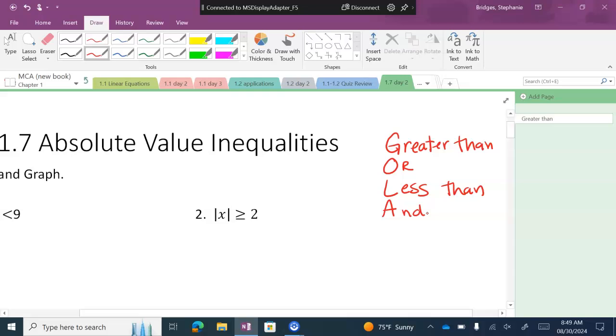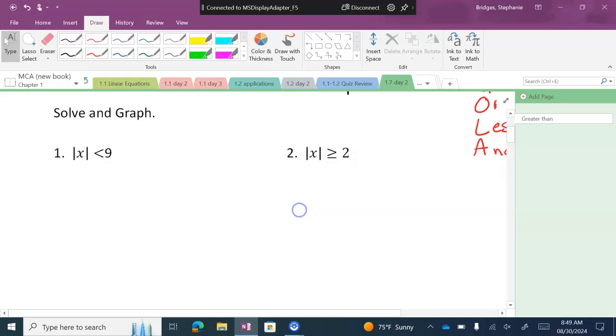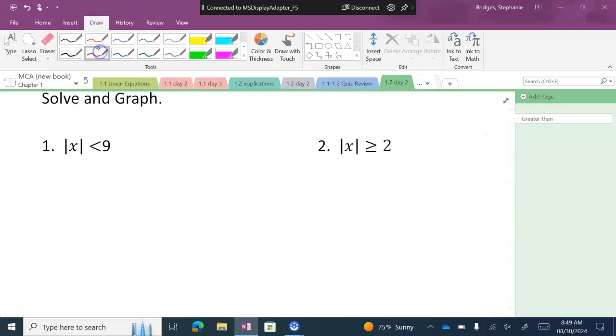Is everybody ready? All right, what's the first step say? I have to get my absolute value by itself. Is my absolute value by itself on one side of that inequality? Yes. Okay. And then I have to decide my joining word. What is that, greater than or less than? Less than, which means I'm going to use and.